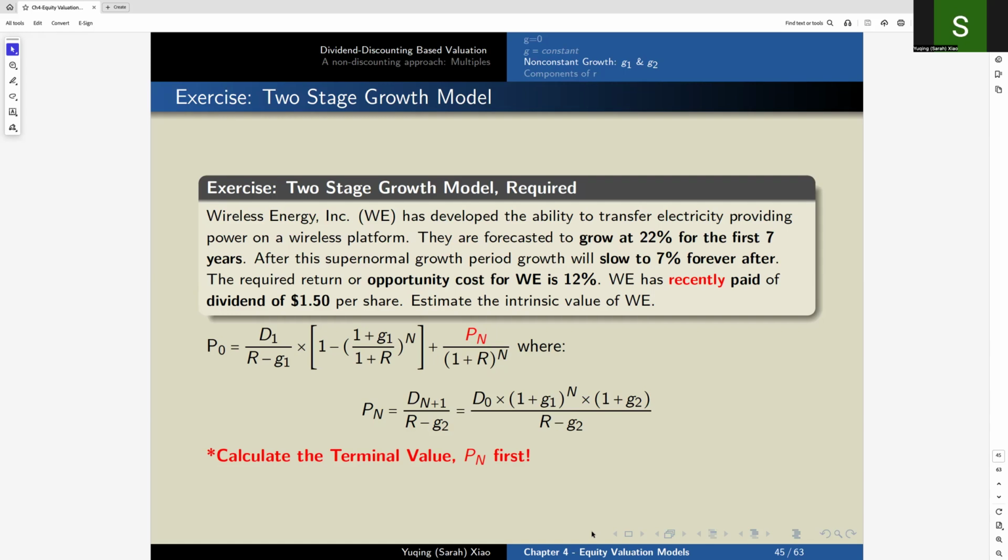So we need to first discount dividends for the first 7 years using 22% growth. And then we calculate the terminal value at year 7 using the Gordon growth formula with the 7% long-term growth rate. Finally, we will discount both the early dividends and the terminal value back to today.